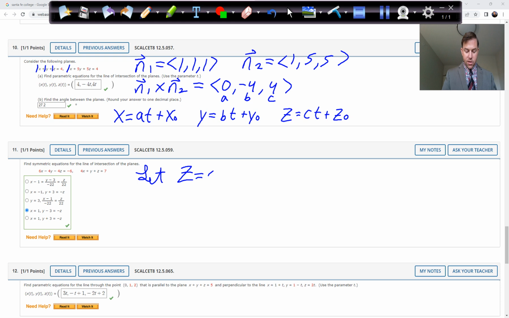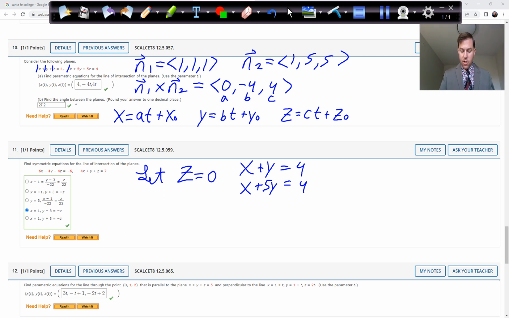Now this is just one way to do it. There's more than one way. So let's just say, okay, let's force z to be 0. Then we look back at our plane equations and we get two equations. We get x plus y equals 4 because z is 0, so it's gone. And then from the second equation, we get x plus 5y equals 4. Okay?